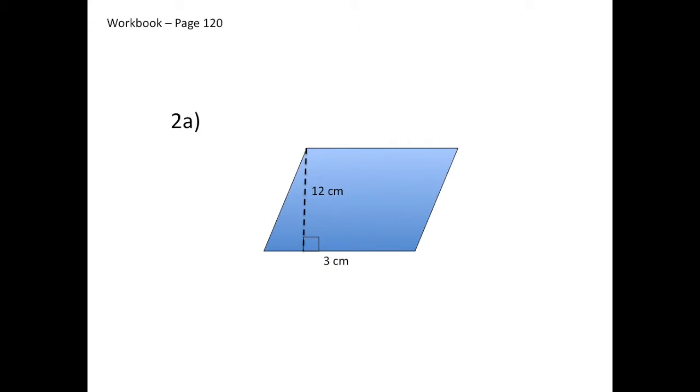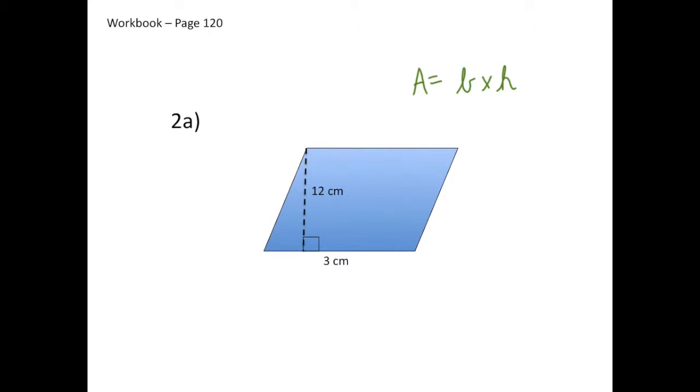Let's take a look at the first problem on page 120, problem 2a. We first have to ask ourselves, what type of shape is this? Once we identify that it is a parallelogram, we want to write down the formula that we'll be using. The formula for finding the area of a parallelogram is base times height. So now I just have to identify my base and my height, plug them into my formula, and solve.